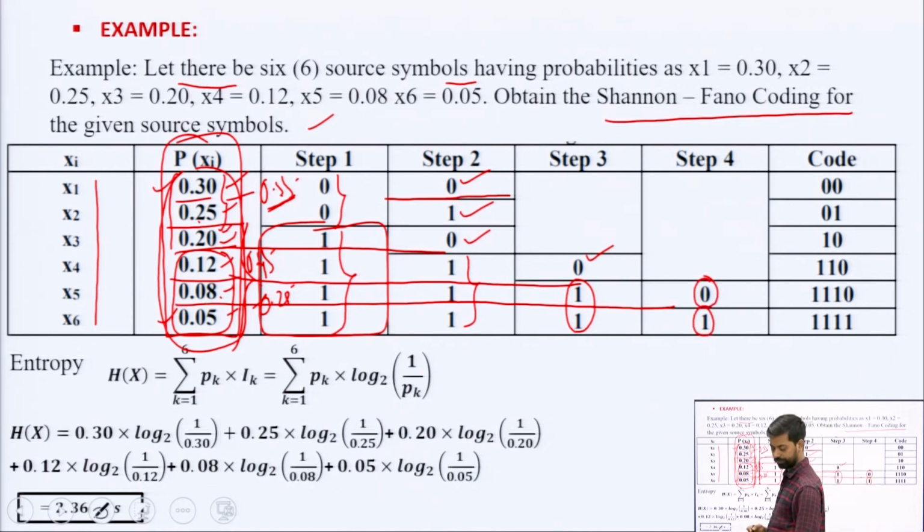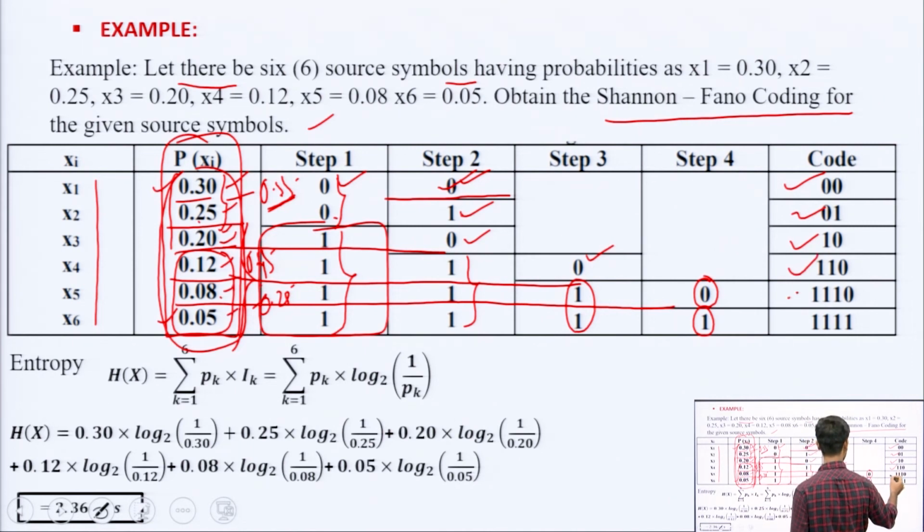Now I will code this. So this would be your 0, 0. Second one is 0, 1, third one is 1, 0, fourth one is 110, fifth one is 1110, similarly 1111. So these are the outputs of the Shannon-Fano coding.